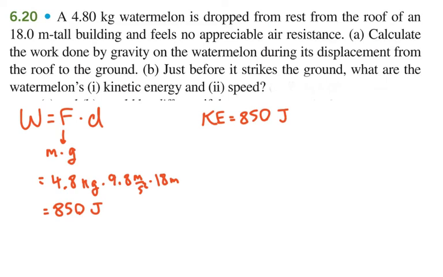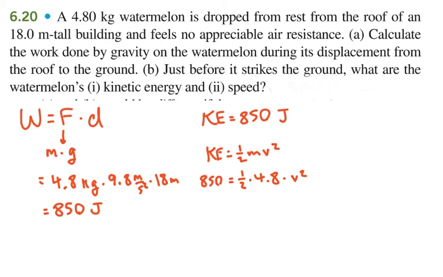So now we can use this to get the speed, because we know that kinetic energy is equal to 1/2 times the mass times velocity squared. So we have everything except for velocity, and we're going to be doing algebra to get velocity. It entirely depends on your preference whether you like to do the algebra with numbers or with variables. I'm going to do it here after putting in the numbers. So we have 850 equals 1/2 times 4.8 times v squared. And we are solving for v.